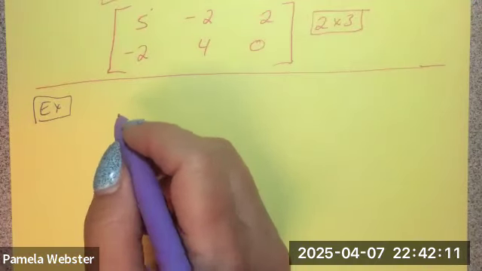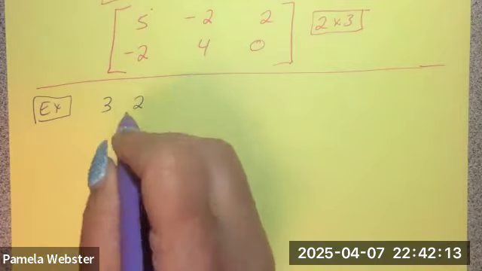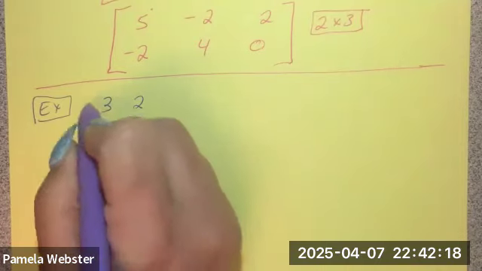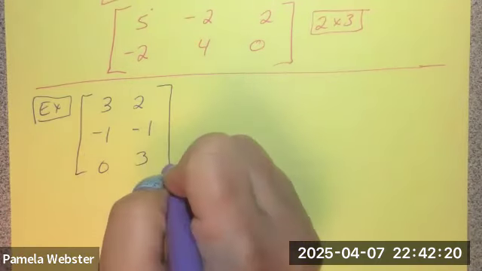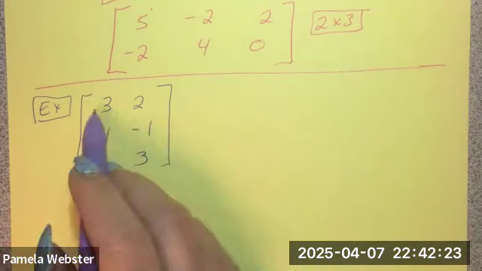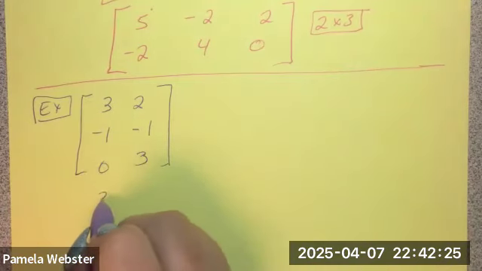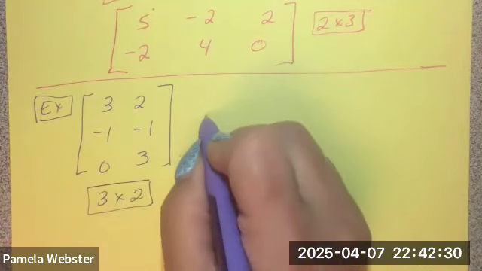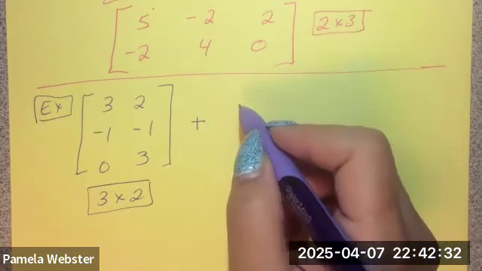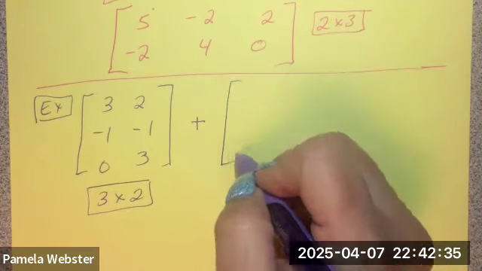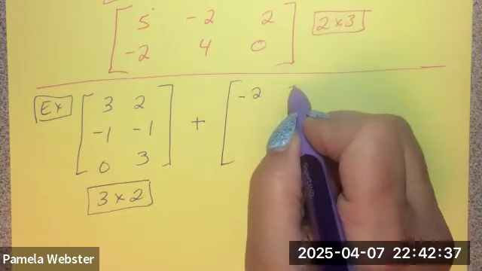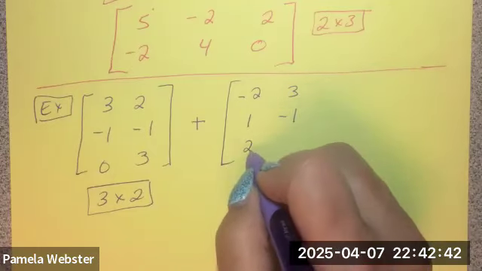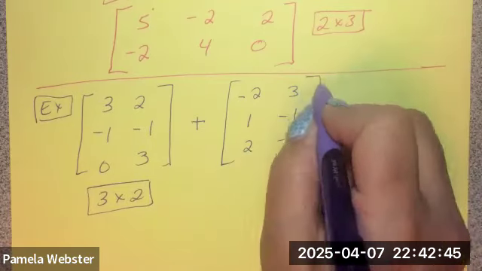All right. We got 3, 2, -1, -1, 0, 3. Okay, so what size is that? How many rows? 3 by how many columns? 2, right? Okay, and I want to add that to -2, 3, 1, -1, 2, -2.